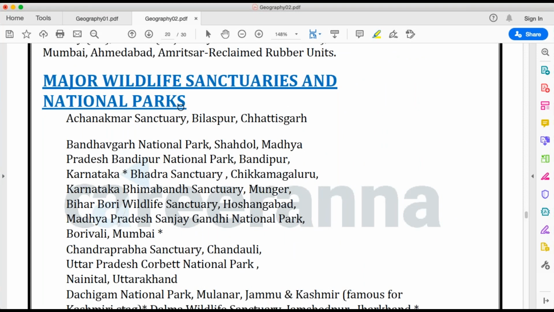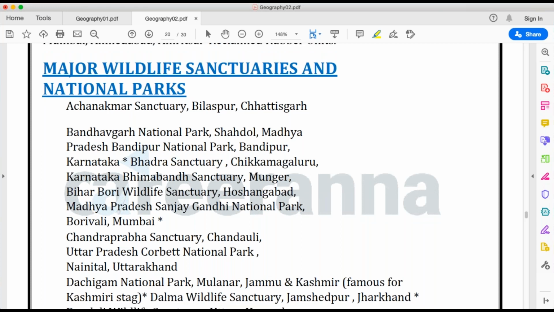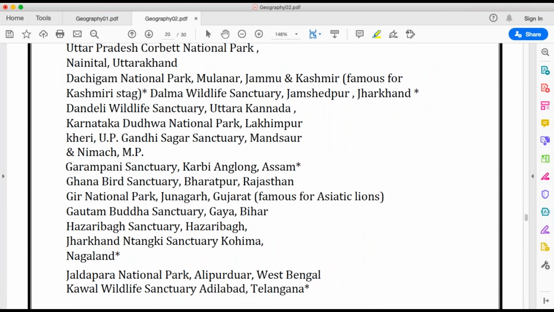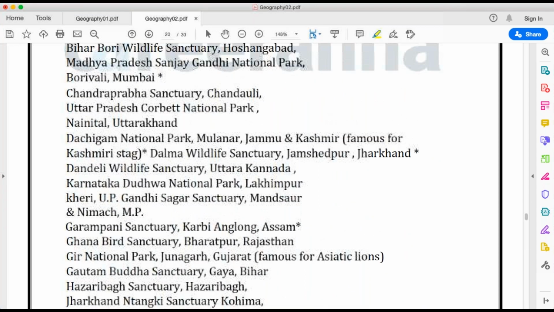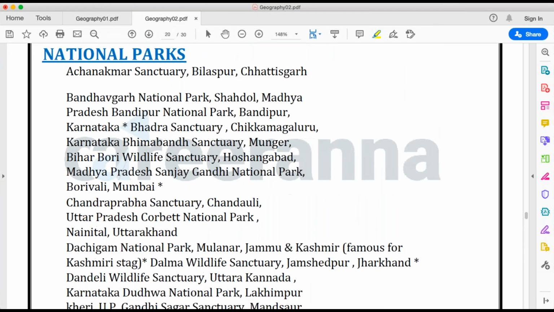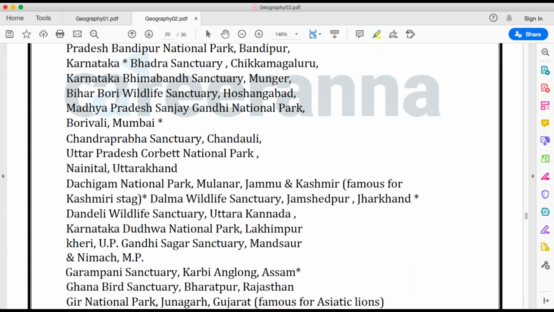National parks. You should know the names of the national parks, the location of the national park, and if I can link any specific species with that national park. That's what you need to remember. Otherwise, just the name and the location. I believe that formatting of this part is not good. When I provide you the condensed ebook, I will take care of the formatting and provide this in a tabular format for your easy reference.